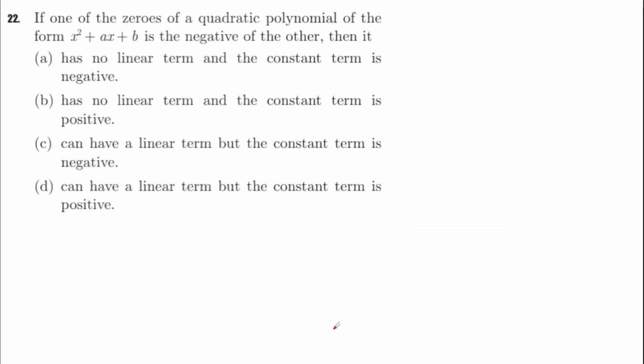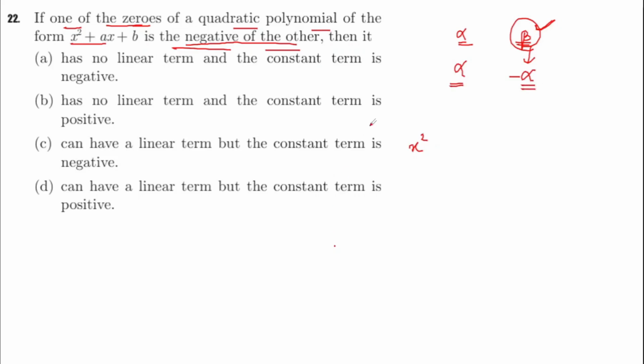Okay. Now, question number 22: if one of the zeros of a quadratic polynomial of the form this is the negative of the other. So here what is given to us? There are two zeros, one is alpha and another is beta. What is given is that one of the zeros is the negative of the other. That means if this is alpha, the other will be minus alpha, because the second one is the negative of the first one. So this is alpha and this is negative of alpha.